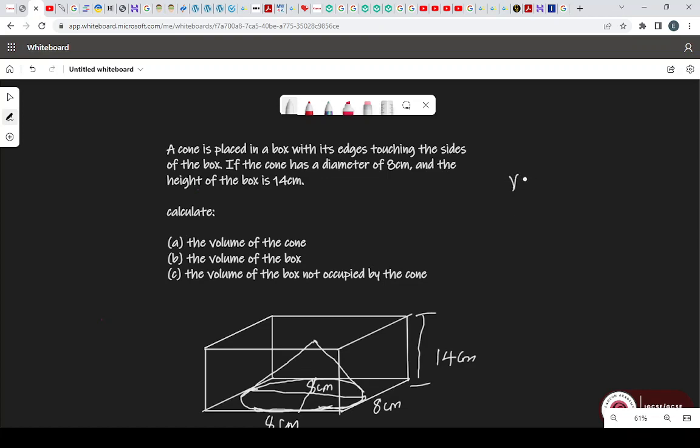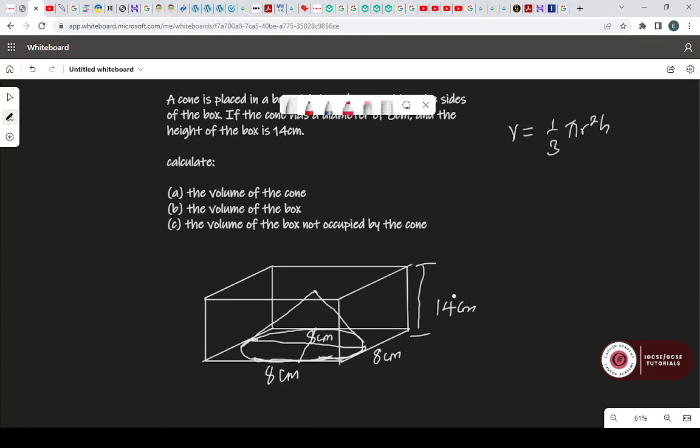Now the question says we should calculate 1, the volume of the cone. You know that the volume of a cone is 1/3 πr²h, where r is the radius of the cone and h is the height of the cone. Since the edges of the cone are touching the sides of the box, the height of the cone is equal to the height of the box. The height of the box is 14 cm, so the height of the cone too is 14 cm.